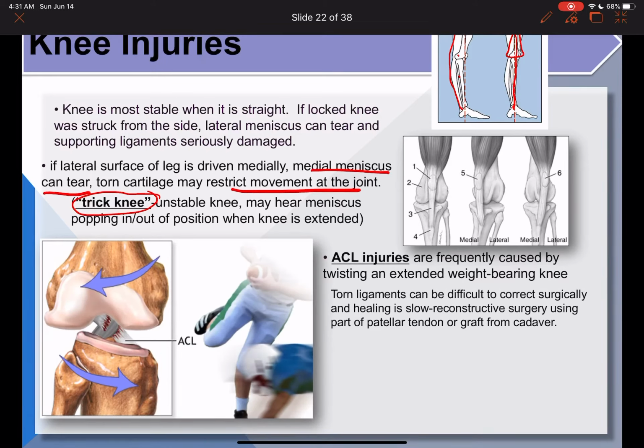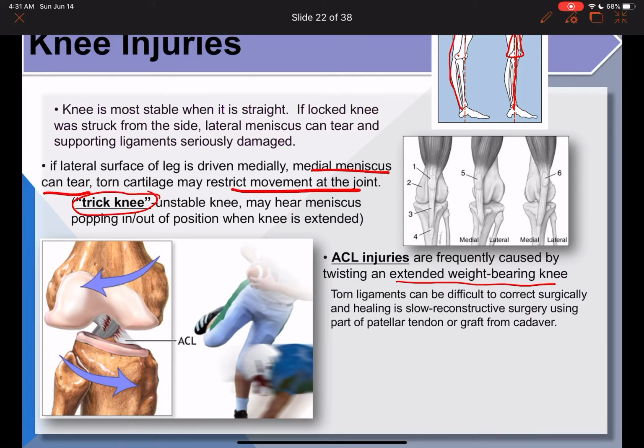ACL injuries are those that we hear about most often in athletes. This is usually caused by twisting an extended weight-bearing knee, and this can also lead to the trick knee situation we were talking about earlier, because a trick knee pretty much means an unstable knee, and that can be caused by multiple reasons, either a torn meniscus or a torn ACL as well.